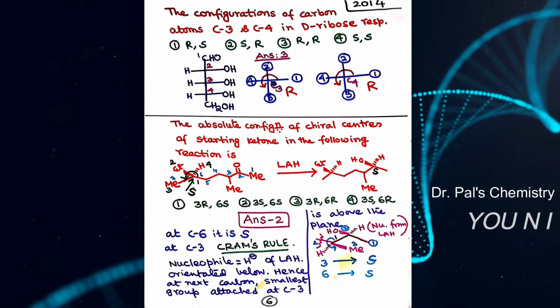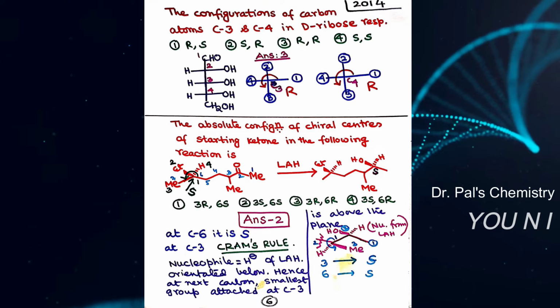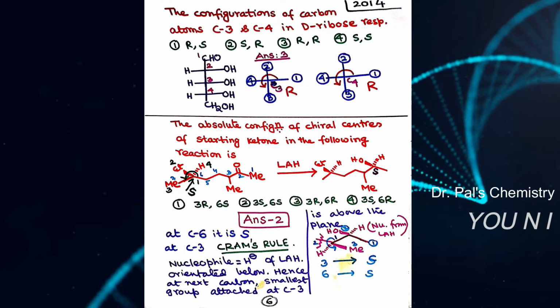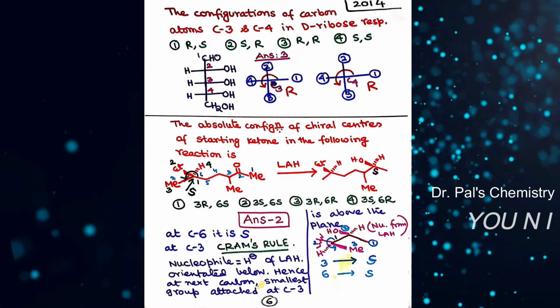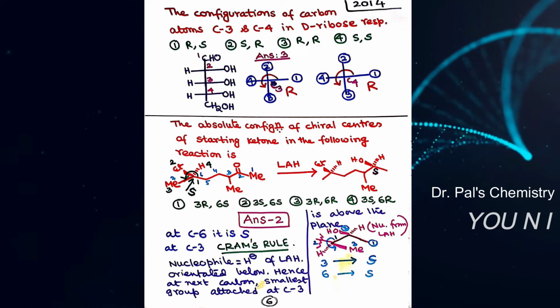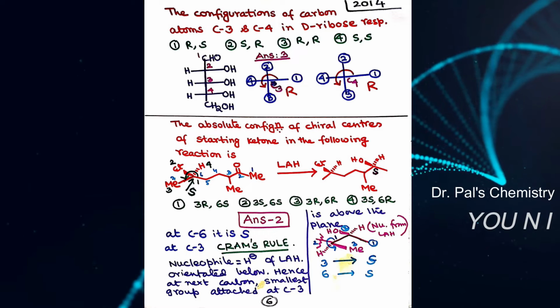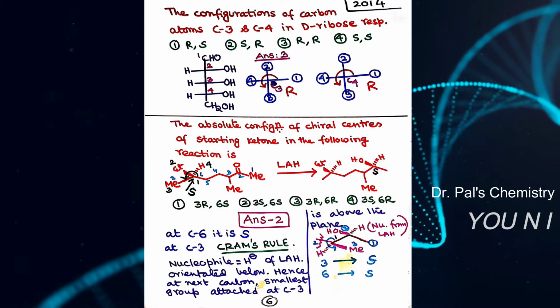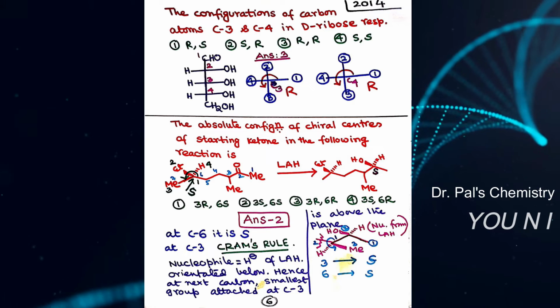Now coming to the numbering, the question asks about C3 and C4. The aldehyde carbon is C1, and the second carbon they did not ask about. For the third, the OH is the first priority, the top side is the second priority, the bottom side is the third priority, and hydrogen is the fourth priority. Hydrogen is on the horizontal line, so OH to the aldehyde side to the CH to OH side is clockwise, so this will be R.